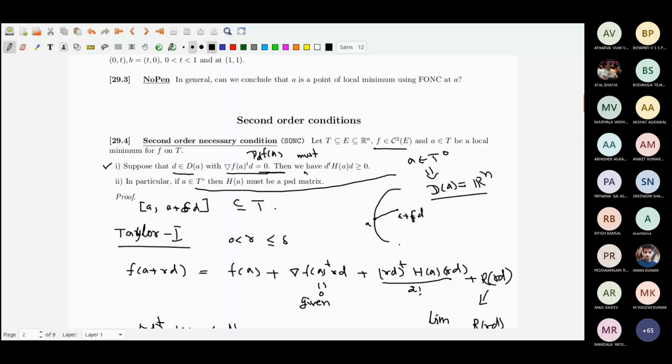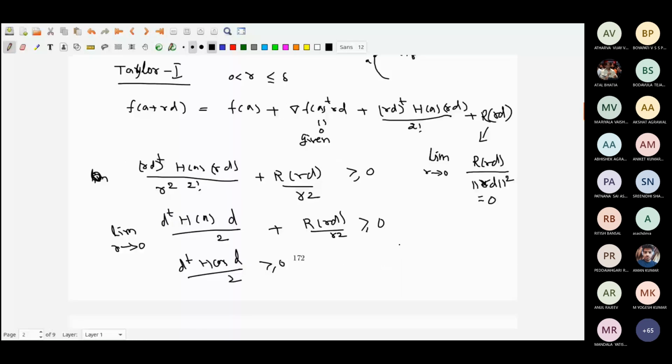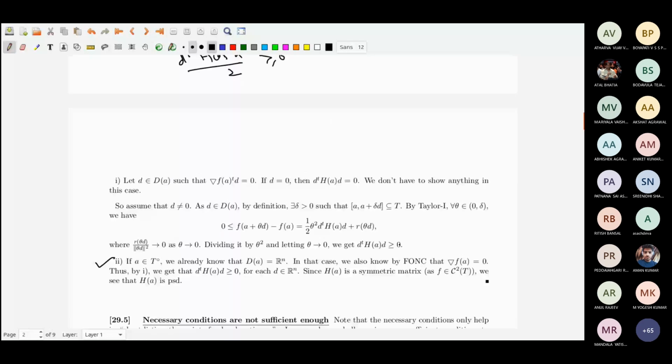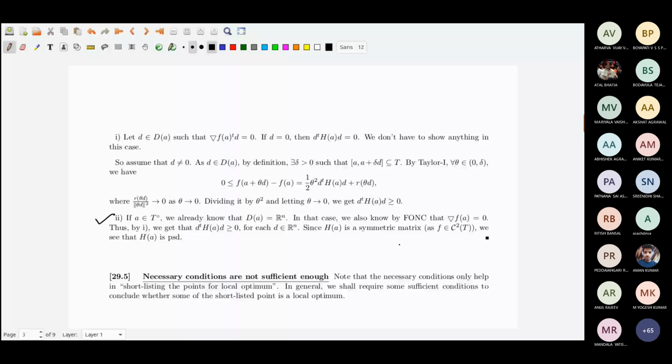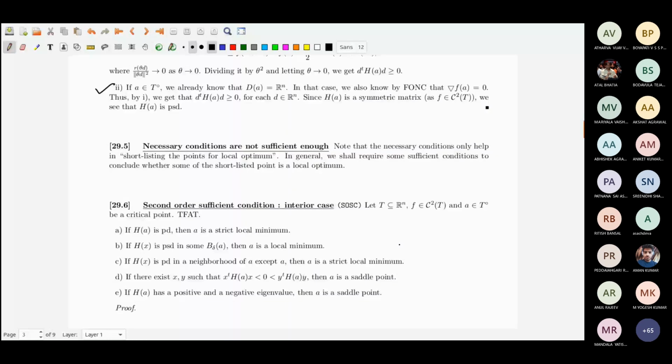But this is a necessary condition. Necessary conditions are of course not sufficient conditions. Necessary conditions are only used for short listing. That is the general thing. So you would require some sufficient conditions. Here is the second order sufficient condition for the interior case.